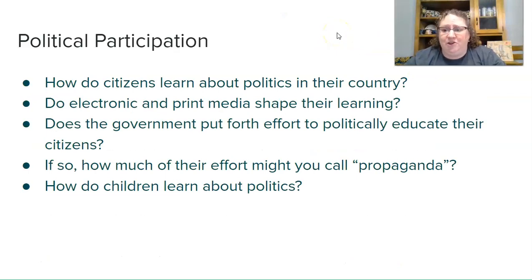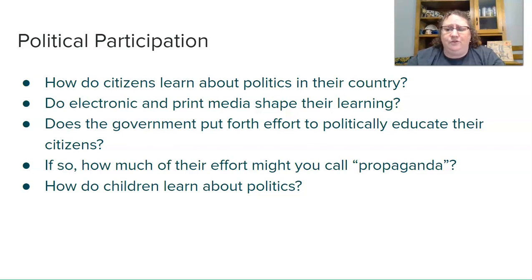So, political participation. This is our next part. As we're talking about, we've already trained up our citizens. They know what our country believes. People are learning what they believe. And that's actually our first question: how do citizens learn about politics in their country? That's something we've already talked about, how it can come from your family. Media, of course, is a fantastic source. Education also. Even your religion, your gender, your ethnicity, all of those things can play a role as you develop your political ideology.